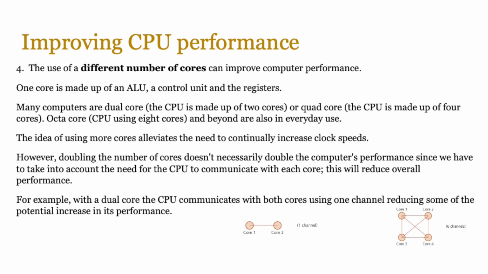The idea of using more cores alleviates the need to continually increase clock speeds, because suddenly you can process instructions in parallel. That means you can do 2 instructions or 4 or 8 instructions at once.